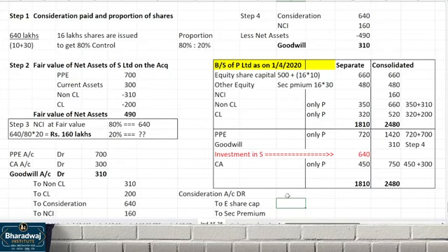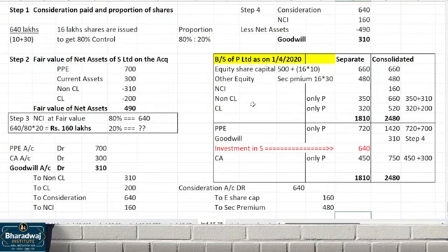What is the consideration? Capital value, premium. Please remember this is at the beginning of the year. This is at what, beginning of the year or end of the year? Beginning of the year.